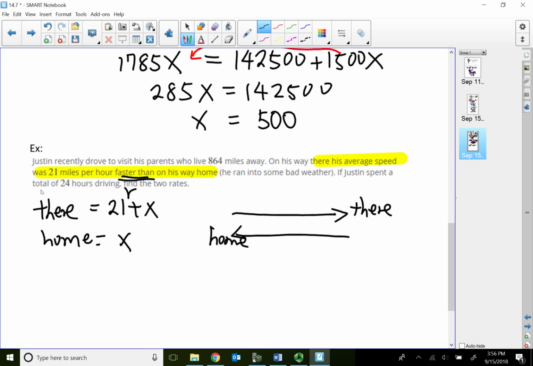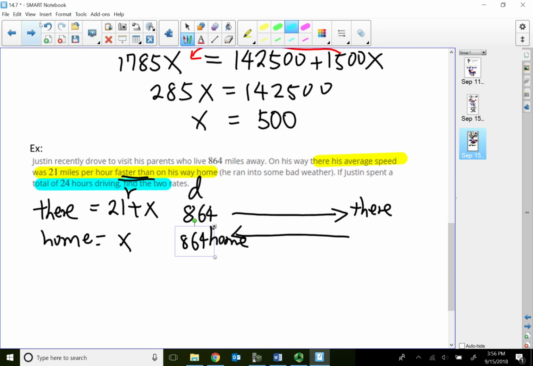If Justin spent a total of 24 hours driving, whoa, hold on a minute now. What does that mean? Find the two rates. Now, the distance there and the distance back have to be exactly the same, 864. But how can I use this idea of a total of 24 hours of driving?